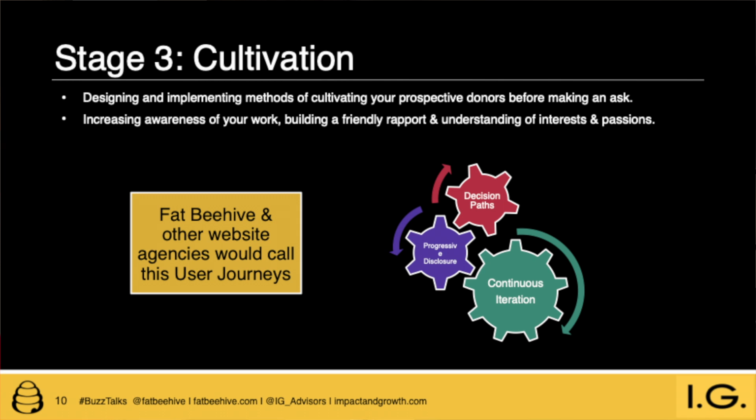So, cultivation, stage 3. You have now identified the donors, you know what category they fall into and what characteristics that donor will have. You know the motivations, the reason why they want to donate. And this is the pre-making-the-ask stage. So what can you do to keep them really engaged?